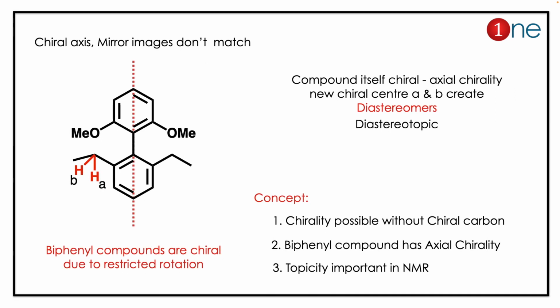The answer lies in finding the symmetry. Here the compound has an unusual symmetry, which is called axial symmetry. The axial axis creates the symmetry. So what really happened? It already has one chiral center.